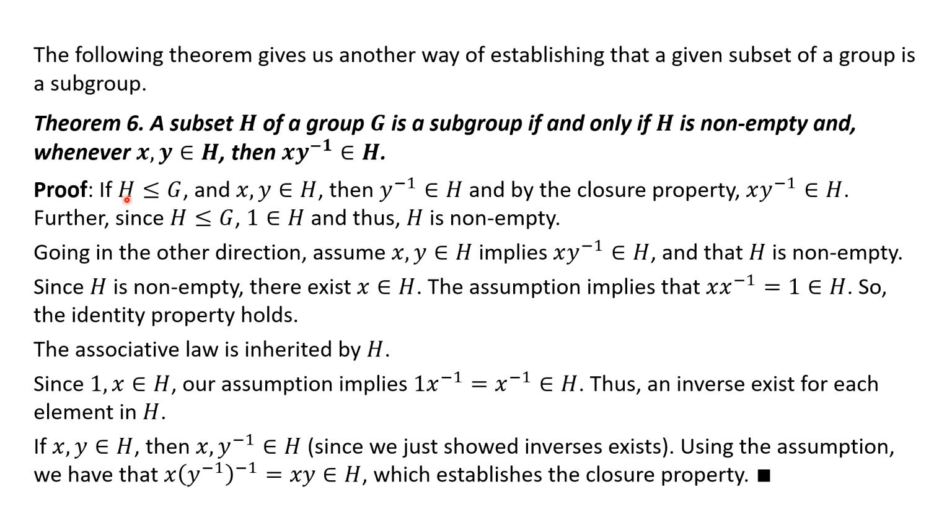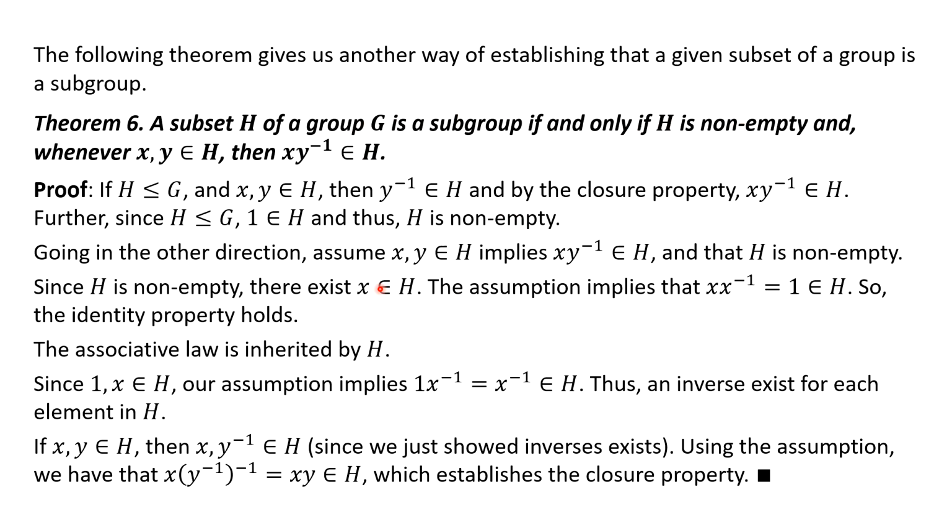First, assume H is a subgroup of G, and X and Y are elements of H. Then, since H is a group in and of itself, we know that Y inverse is an element of H. And then by the closure property, which applies to H as a group, we have X times Y inverse is an element of H. So that gives us this part of the theorem. And again, since H is a group in and of itself, that means the identity is an element of H, thus H is non-empty. So going in that direction was easy.